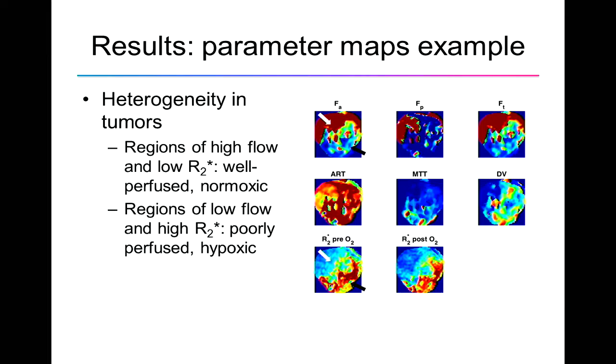Now here you see an example of the parameter maps obtained in a single tumor. So this parameter map is zoomed in on the tumor. And we clearly observed in a lot of tumors that there were 2 distinct regions, regions with high arterial flow and that corresponded with low R2 star values. So these regions are probably well perfused and normoxic, while there were also regions with a low arterial flow and a high R2 star, which are probably poorly perfused and hypoxic.